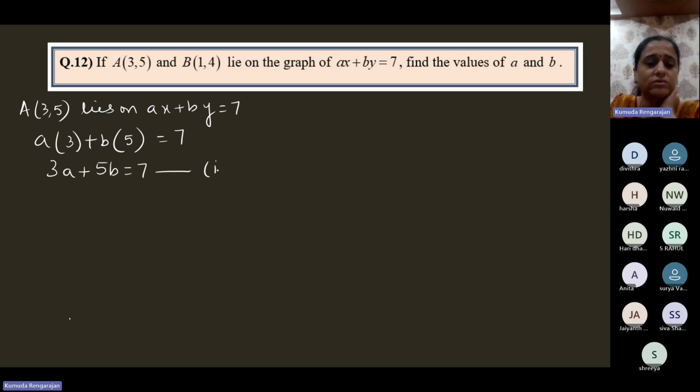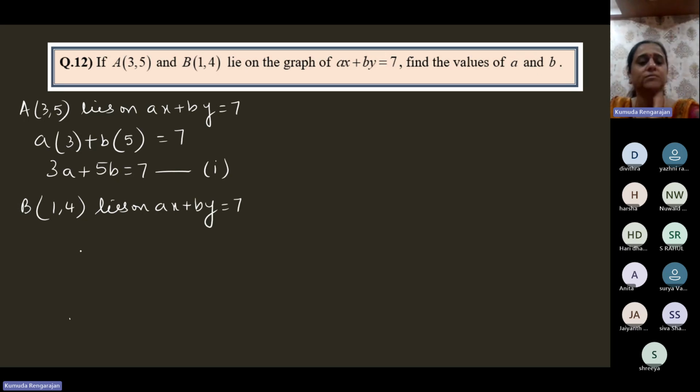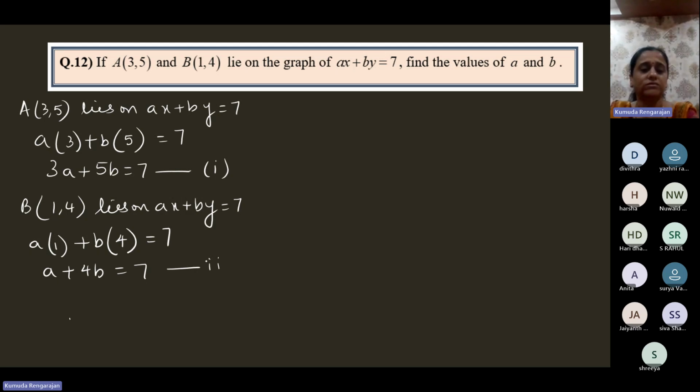This is one equation. Now B(1, 4) lies on AX plus BY is equal to 7. So A into X, X is 1, plus B into Y, Y is 4, is equal to 7. So A plus 4B is equal to 7 is the second equation. Now let's solve these two equations.